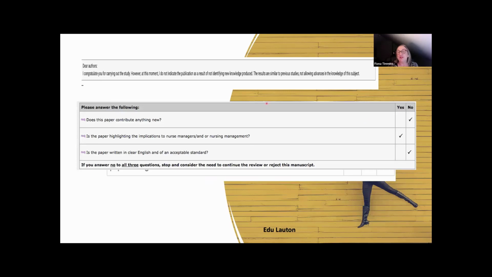I mentioned to you, this is an example of a reviewer's comments. "I congratulate you, so very positive. However, at this moment, I do not indicate publication as a result of not identifying new knowledge produced. The results are similar to previous studies, not allowing advances in the field. So contribute to something new, no, and then it wasn't clear in terms of English." This was only about a month ago. So that's what we need to do to get over the bar.